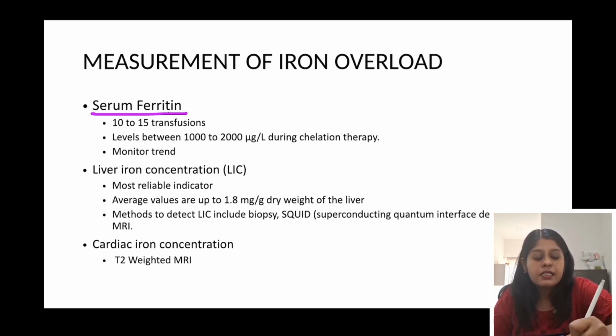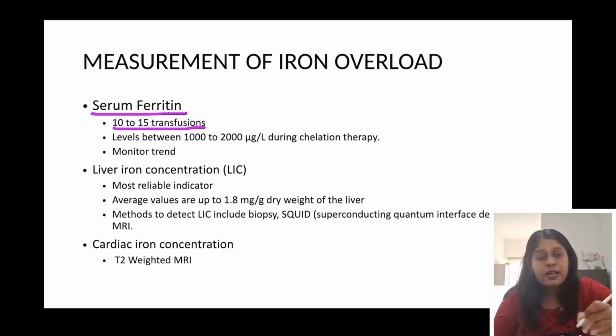If there are more than 10 transfusions or the level is above 1000, you have to start chelation and monitor the trend of the ferritin. And next is liver iron concentration.